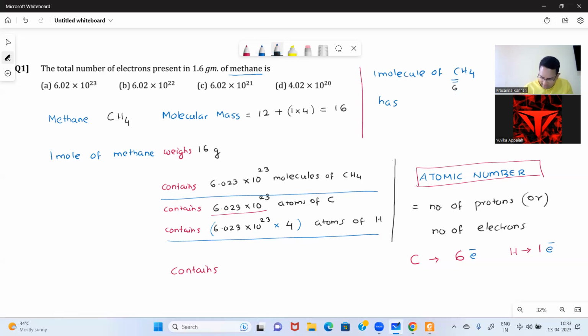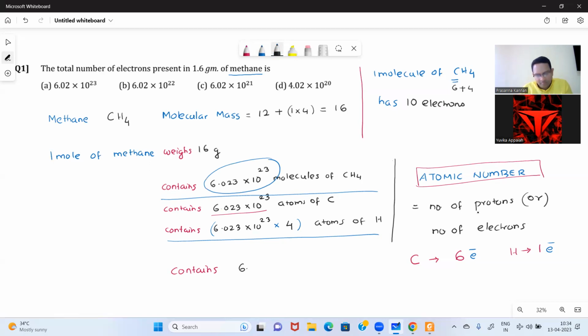Okay. 6 plus 4. How many? 10, sir. 10 electrons are in one molecule. But how many molecules are there? 6.023 into 10 power 23 molecules are there. So how many electrons will be there? Tell me, Yuvika.